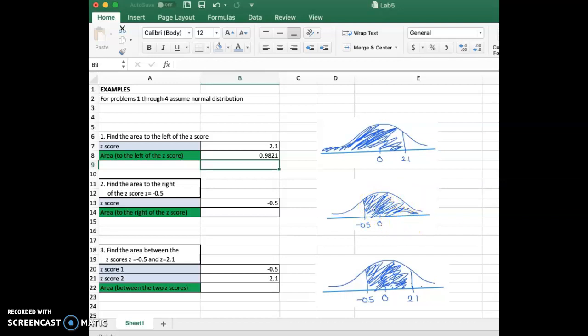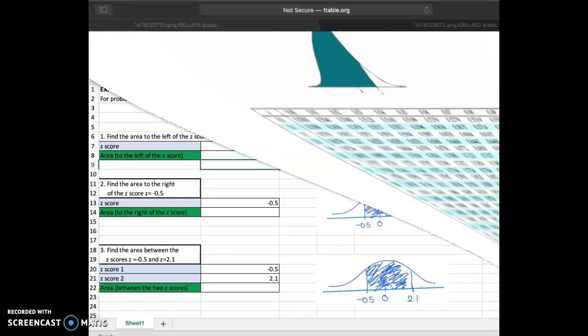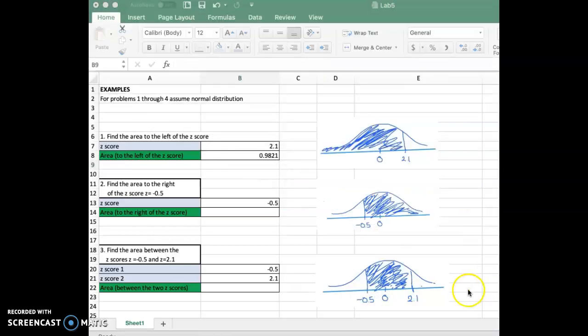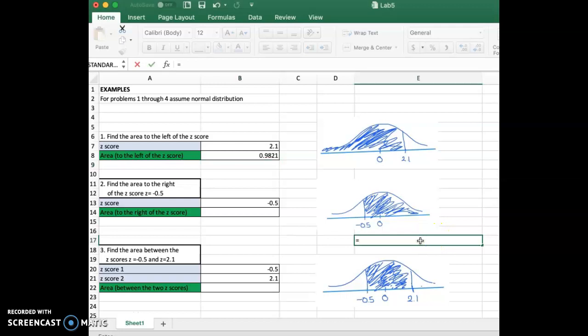How am I going to do that? Looking at the z-score table, we can find negative 0.5, which is 0.3085. If I do it by hand, I can write 1 minus 0.3085, and I get the value 0.6915. This is the area to the right of negative 0.5.